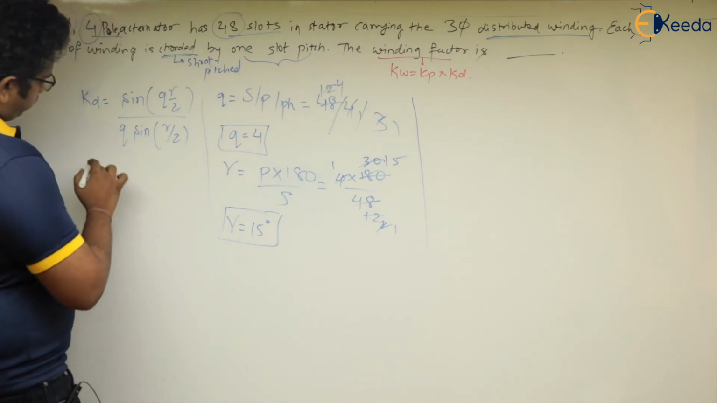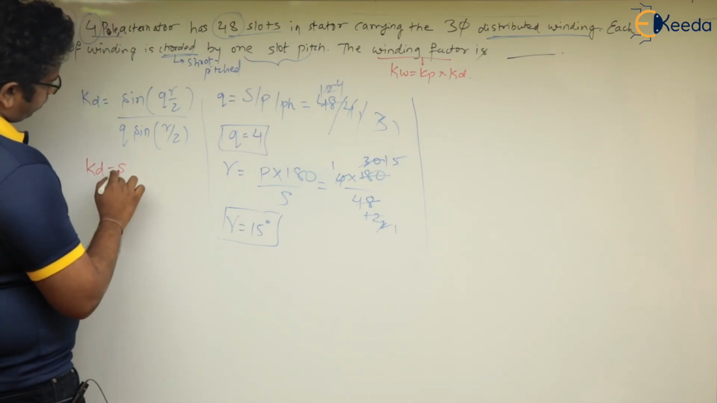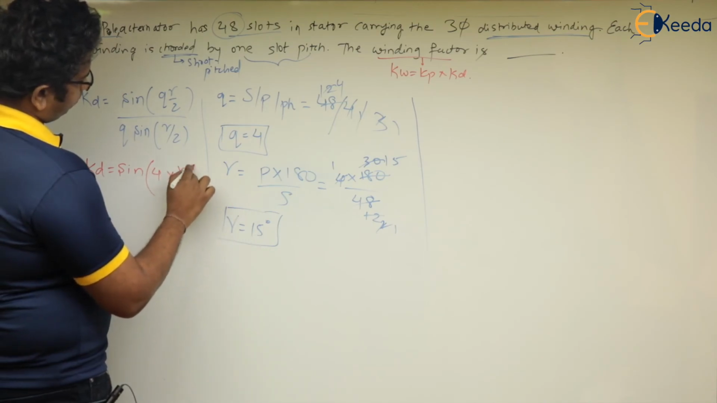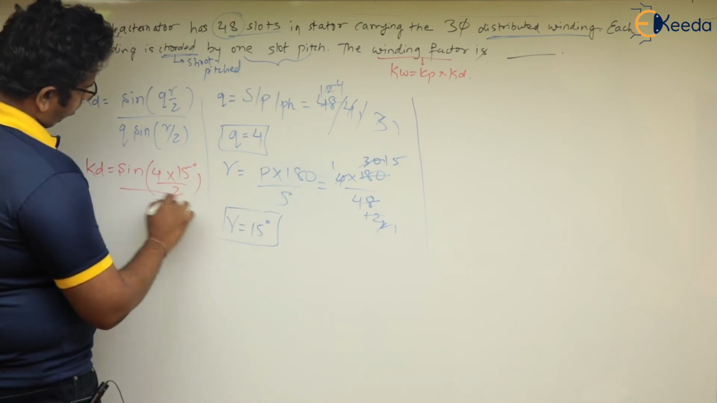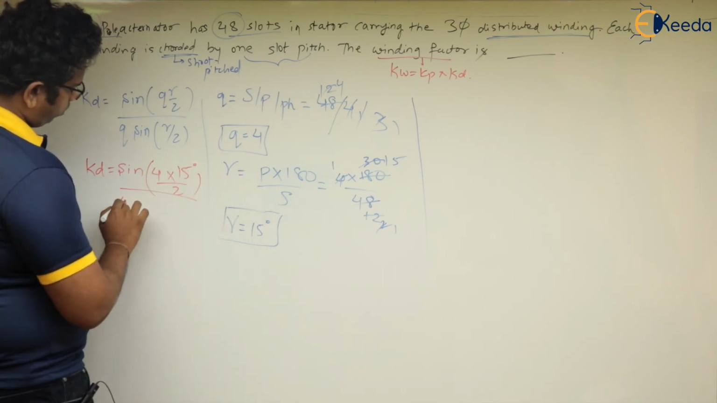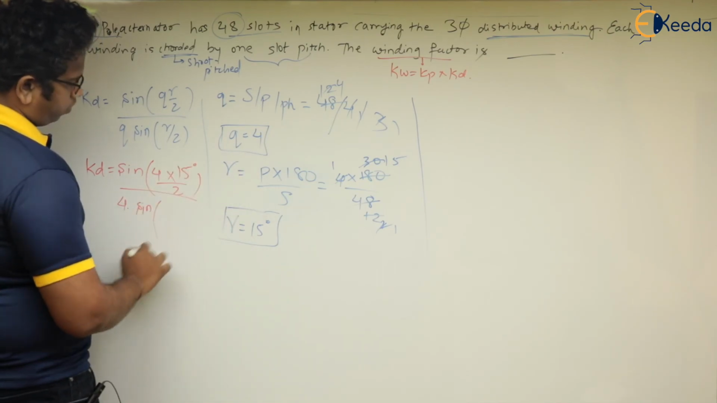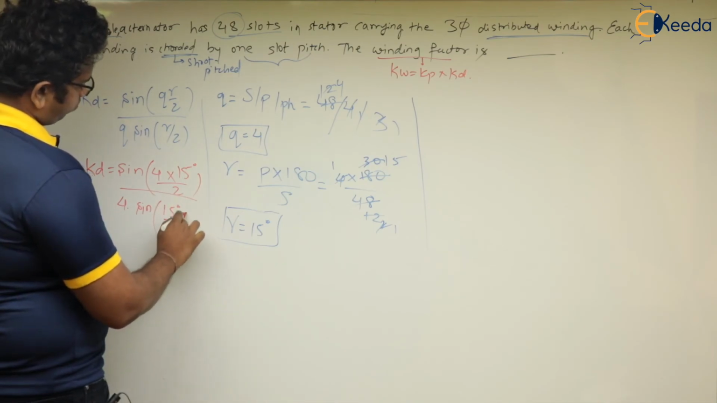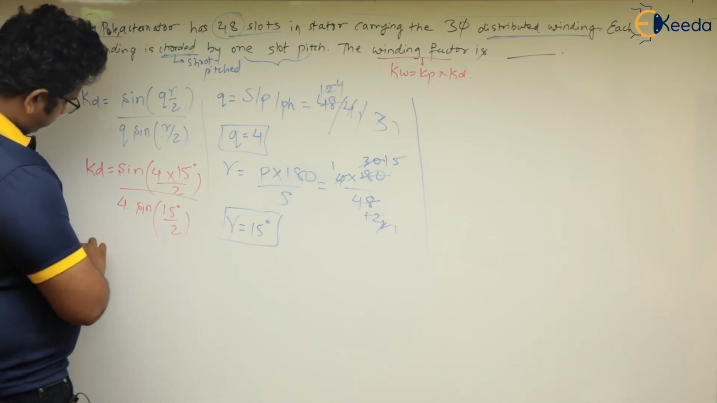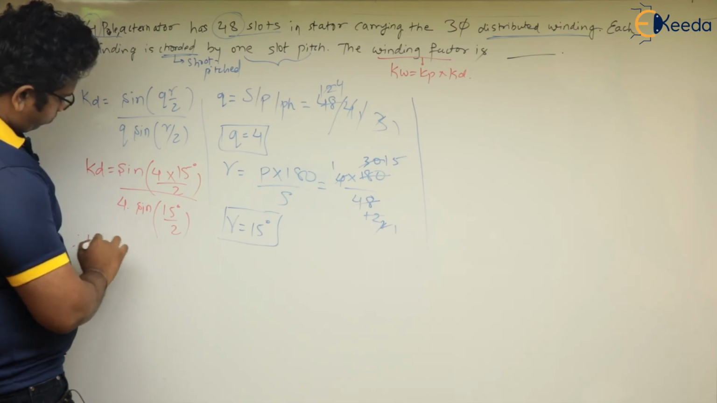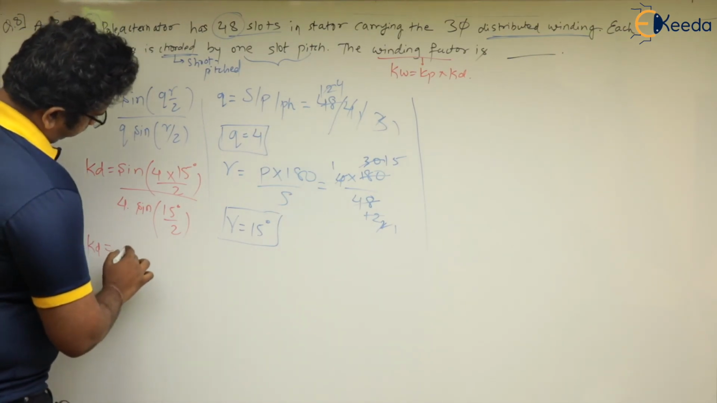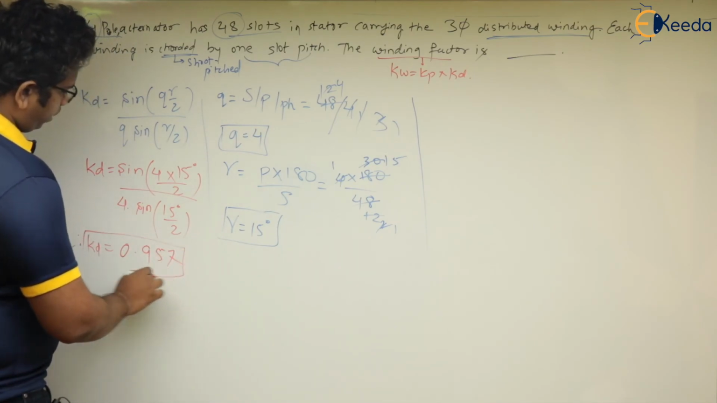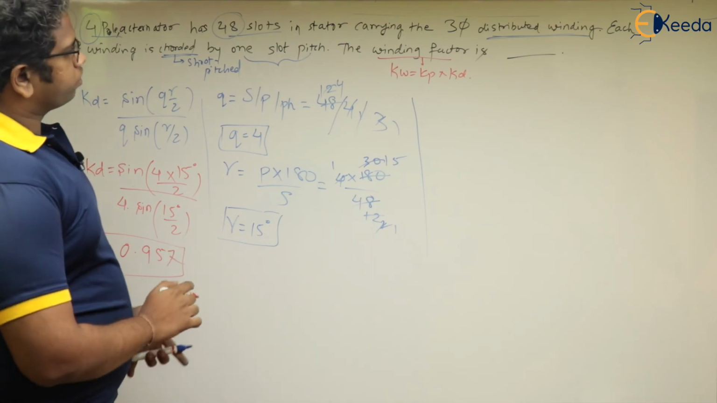Just replace it here. What is Kd? Kd is going to be sine of Q, what is Q? 4, into gamma, what is gamma? 15, divided by 2, upon Q, which is 4, into sine of gamma, how much is gamma? 15 degrees, by 2. After solving this, you get Kd equal to 0.957. This is Kd.